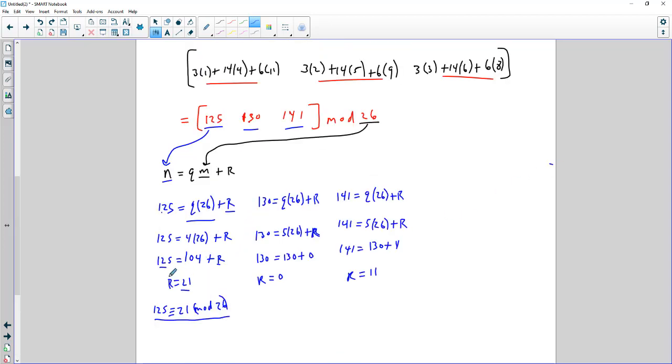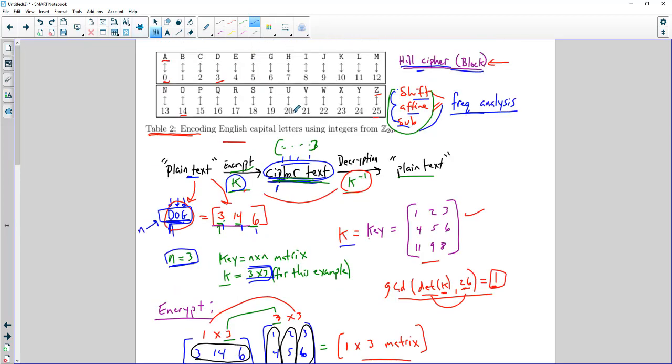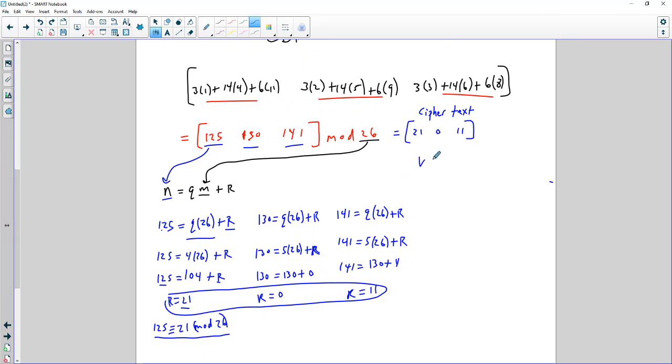Okay, so here are my remainders. What this means is that when modded by 26, this gives me 21, 0, and 11. This is called my ciphertext. I have encrypted this message. And this ciphertext corresponds to 21, which is V, 0, which is A, and 11, which is L. So the message is VAL.